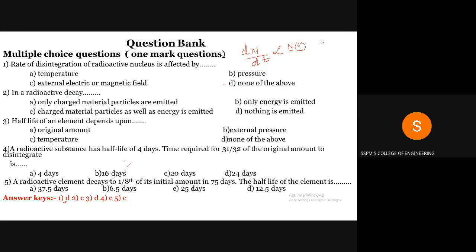Next one: in a radioactive decay, only charged material particles are emitted, only energy is emitted, charged material particles as well as energy are emitted, or nothing is emitted.